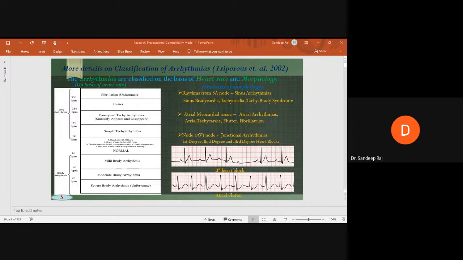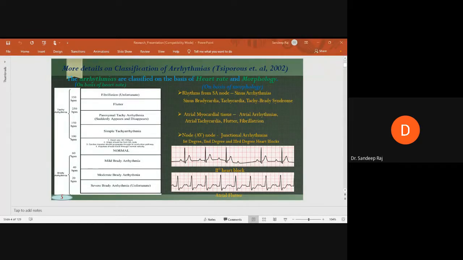So sinus bradycardia means there is a problem with the sinoatrial node, first of all. And due to that problem, the heart rate is going below 60 beats per minute. Similarly, when there is a problem with the atrial myocardial tissue, or the atria, which are the upper chambers, it leads to the generation of atrial arrhythmias.